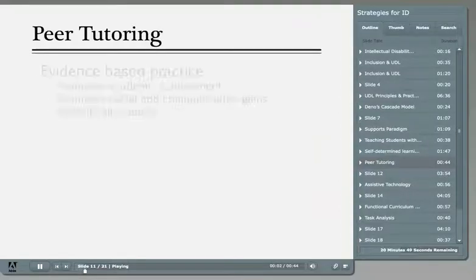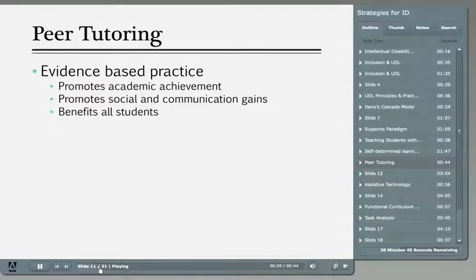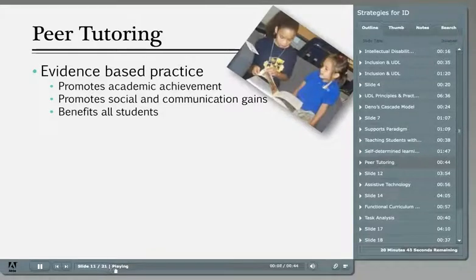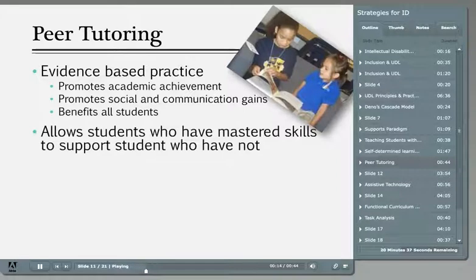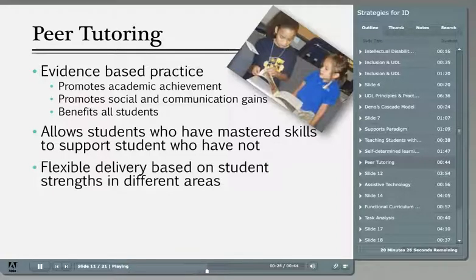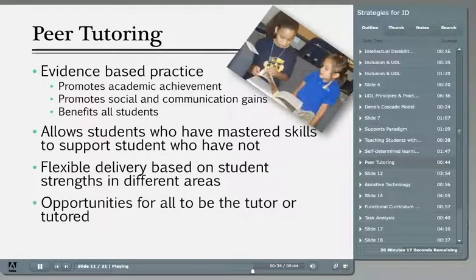Peer tutoring is an evidence-based practice that promotes academic achievement and social or communication gains and has benefits for students without disabilities. Peer tutoring involves pairing students one-on-one with a student who has solid skills in the area being taught with a student who has not yet mastered the skills. This strategy is based on flexible delivery, which understands that students have different strengths and weaknesses and therefore will have opportunities to act as the tutor or to be tutored. Peer tutoring along with SDLMI are great strategies to use when including students with ID in the general education setting.